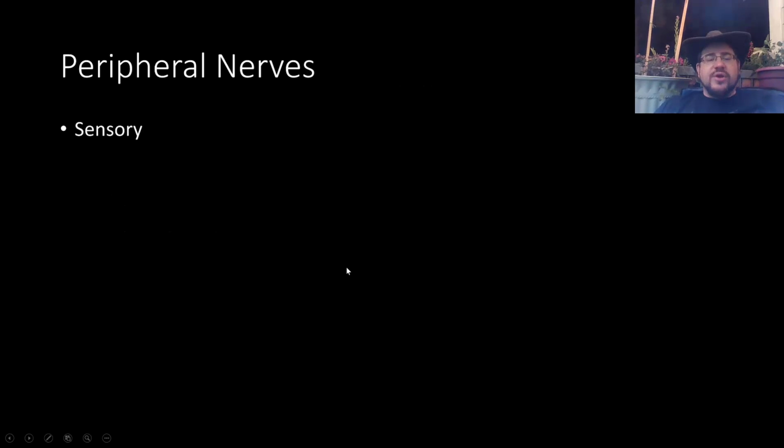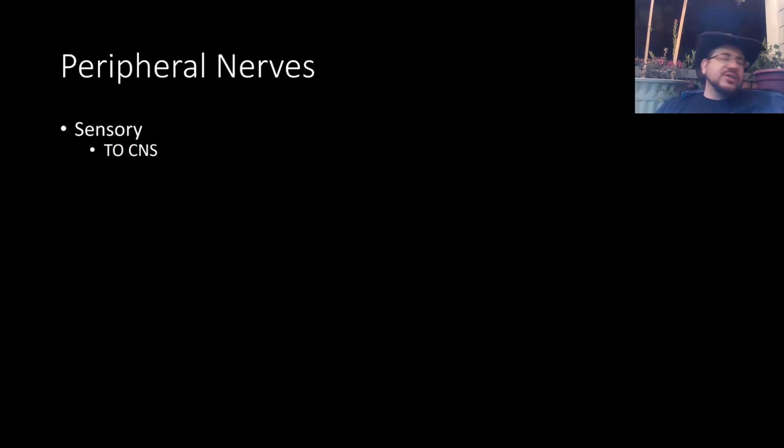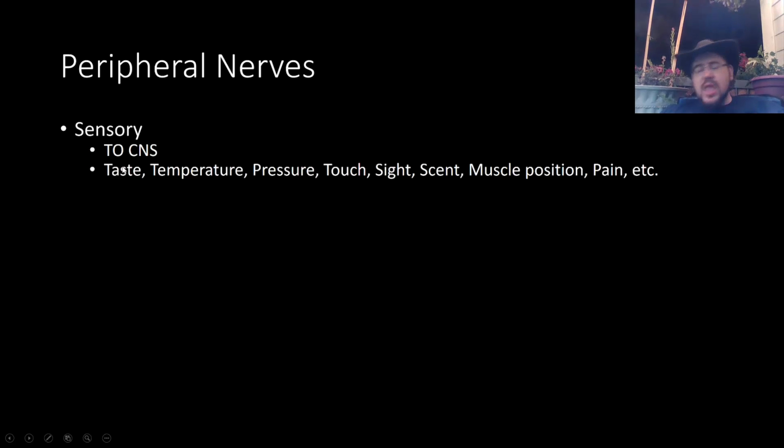We have sensory nerves. These carry information along the peripheral nerves to the spinal cord and to the brain. So this is sensory information. Sensory nerves carry information to the central nervous system. This can be a lot of things: taste, temperature, pressure, touch, sight, scent, muscle position, pain. All of this is information gathered from the external or internal environment using your sensory nerves. And all of that information is sent to, at the very basic, your spinal cord. And most of it is sent along up to your brain.